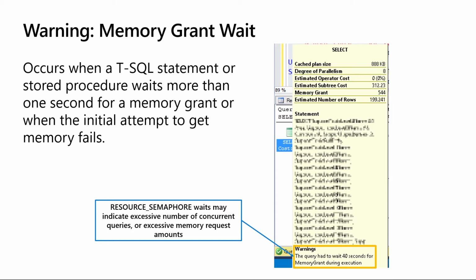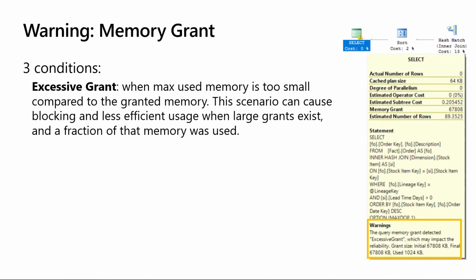This warning ties directly to resource semaphore waits, which may indicate an excessive number of concurrent requests. So you already have a working hypothesis here. Maybe you need to have less workload or, conversely, have more memory available. Other memory warnings also exist.